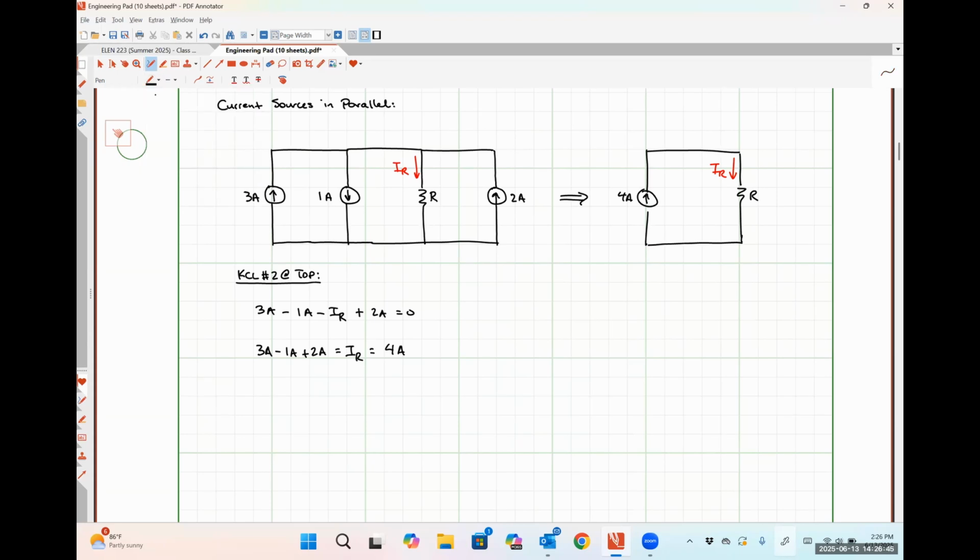So to summarize this part, current sources in the same direction add together. So the 3 amp current source was up and the 2 amp current source was up. Those both had positive signs, so we wound up adding them when we combined. And current sources in the opposite direction get subtracted. So does anybody have any questions about how we treat current sources in parallel?